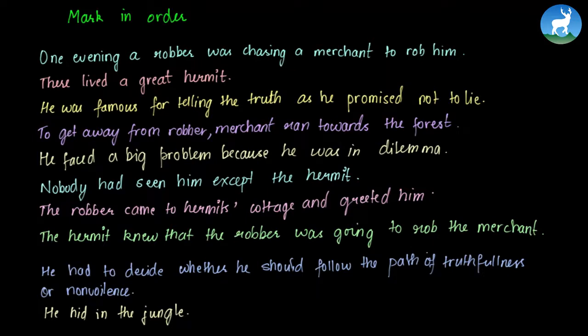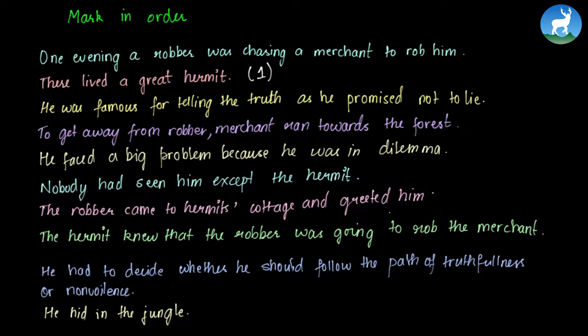So this is in between the story plot because the merchant hid in the jungle. So let's start marking them. Now we know there lived a great hermit, is the first sentence, as it's introducing a character. And then, with reference to the introduction of the character, we are going a little more deep about the character, and it describes how he is.